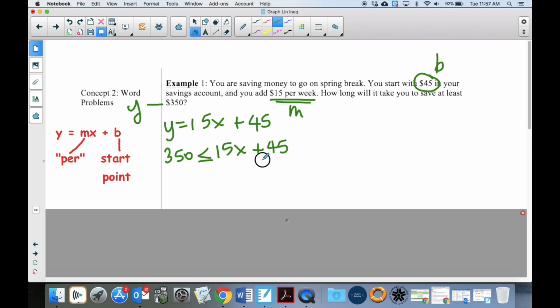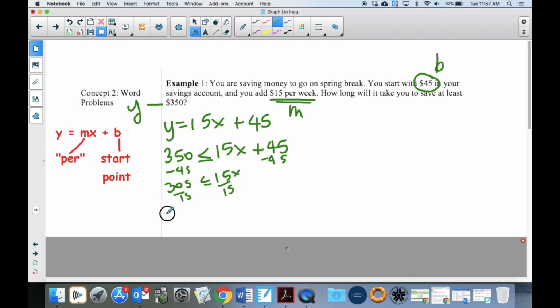Now we could solve this equation. We could subtract 45 and then we could divide by 15. So this is 20.3 is less than or equal to x. So you need to think about, what does that x even mean? What is it supposed to stand for? Well, it was $15 per week, so weeks is actually my x. So this means that the number of weeks has to be at least 20.3 weeks.